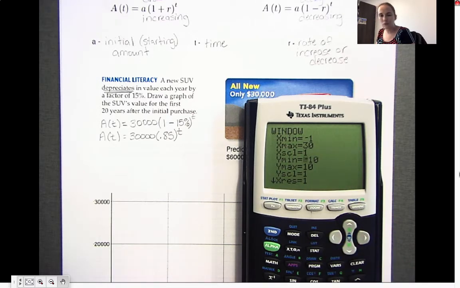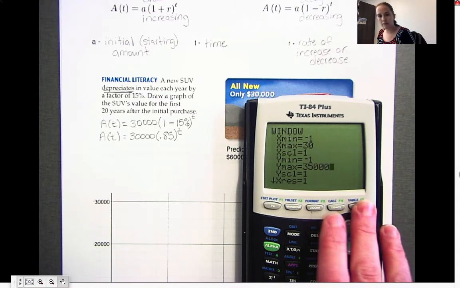The y minimum, I don't need a negative amount of money. The y-axis is how much the value of the SUV is, so I don't need negative numbers, but I'm going to just leave it at -1 to leave a little buffer. And then the maximum, well, 30,000 is the starting price. I'm going to go just slightly above so that I can see it nicely in my window. So I'm going to say 35,000. And then graph.